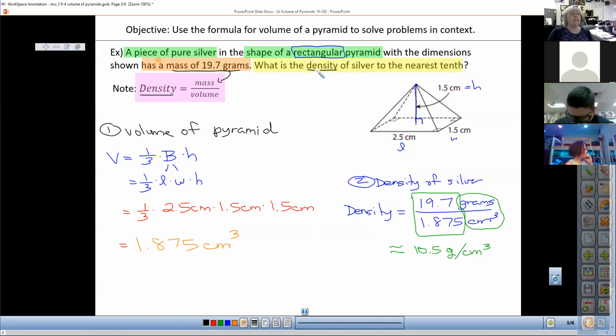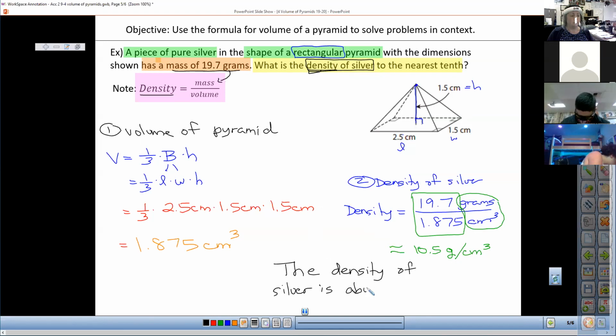And then we'll write that sentence conclusion. So remember, this is the density of silver. So the density of silver is about 10.5 grams per cubic centimeter, like so.